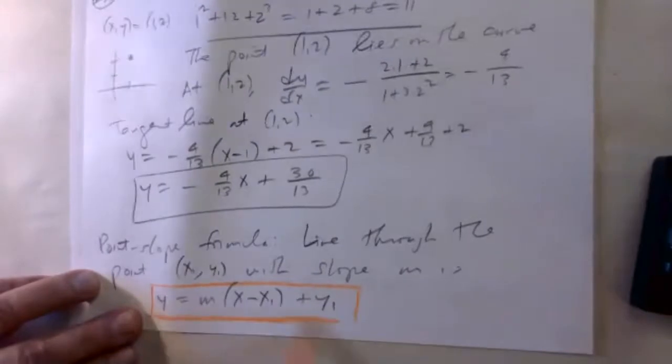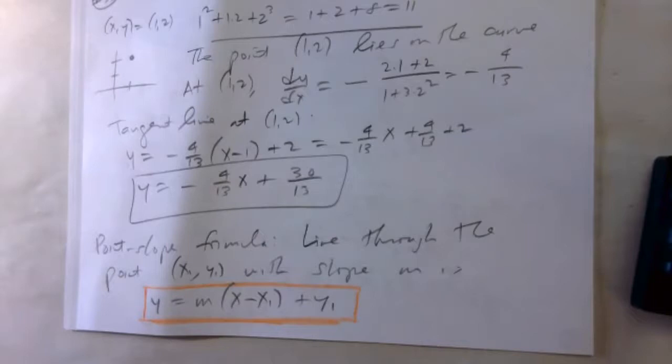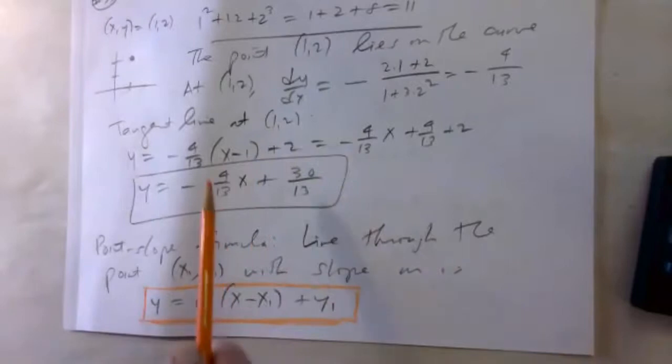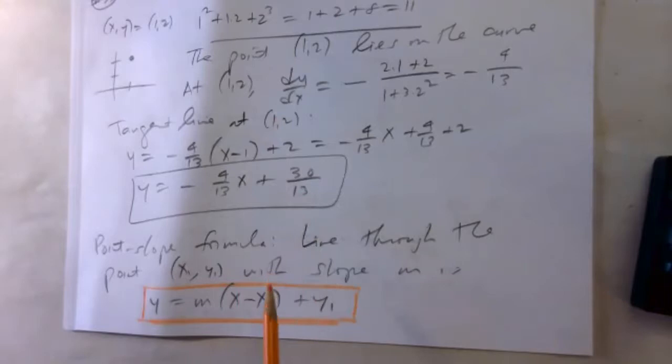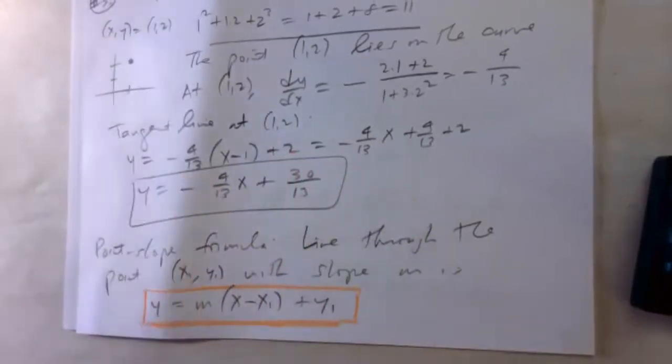So this is a basic formula from high school algebra or pre-calculus that we've used a lot already. That's how you find the tangent line. So in this case, x1 is equal to 1, y1 is equal to 2, and minus 4/13 is the slope. So let me see if I can use the magic of Maple to actually draw you a picture of what's going on.